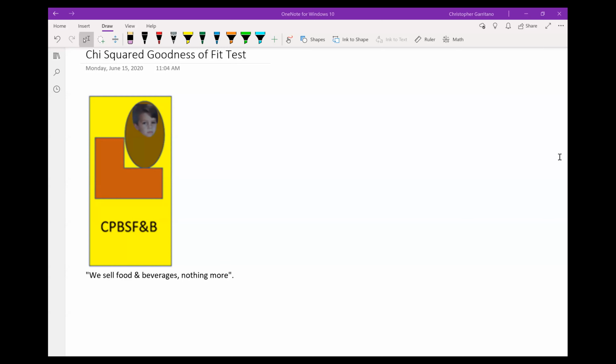Today we're going to be discussing chi-squared goodness of fit test. This is unfortunately a topic that was removed from the curriculum because of the schools closing down, but it is typically covered in a proper AP statistics curriculum, and therefore we're going to talk about it today.